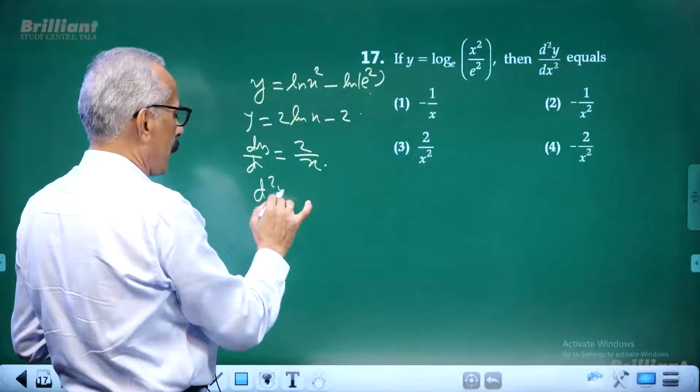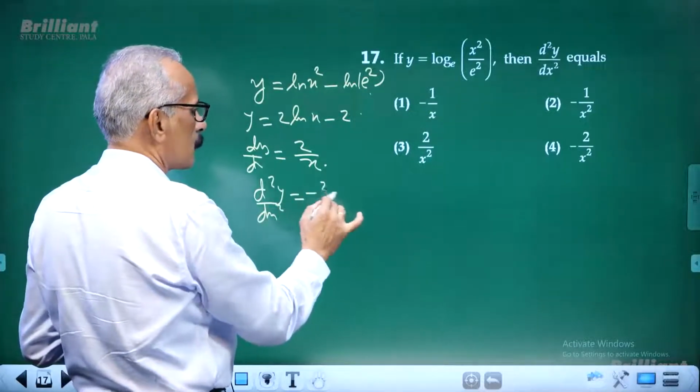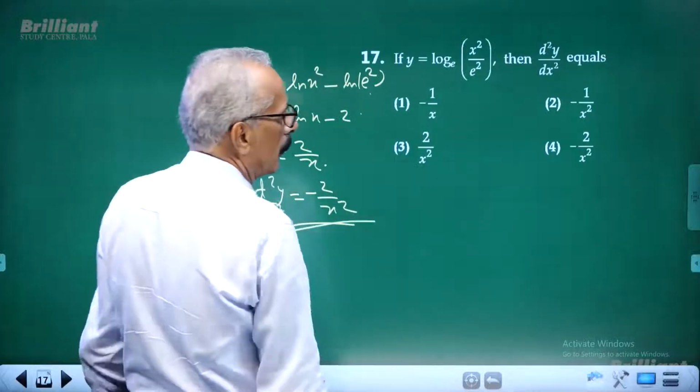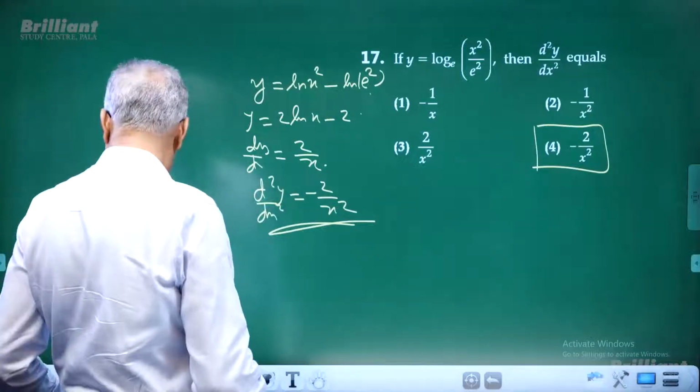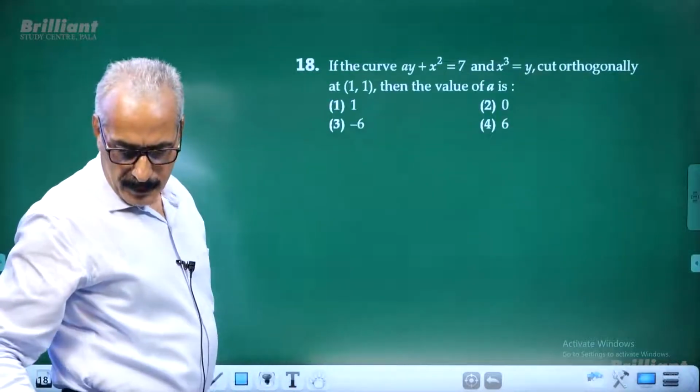Then you want d square y by dx square, that's equal to minus 2 by x square. Your answer, minus 2 by x square. Okay, fourth one is your answer. Now on to 18. 17 is fourth one.